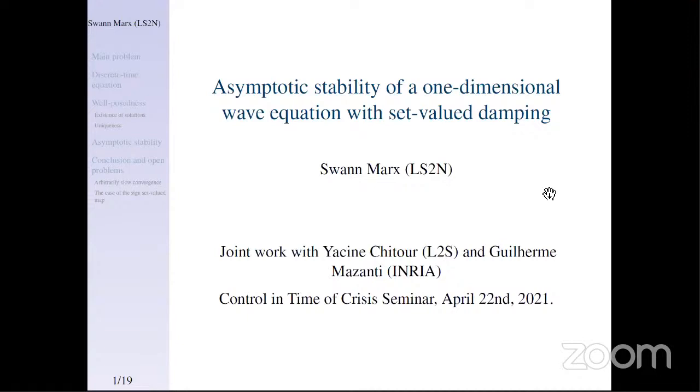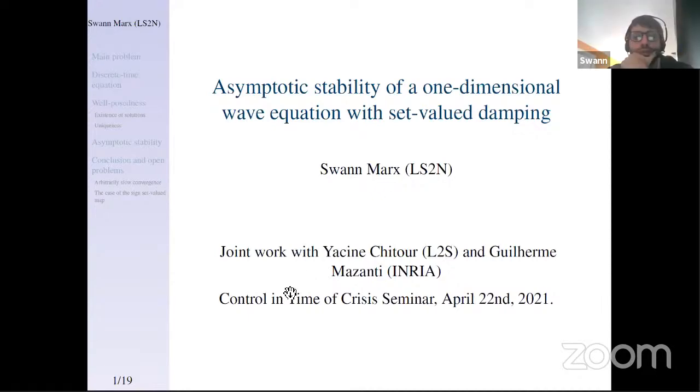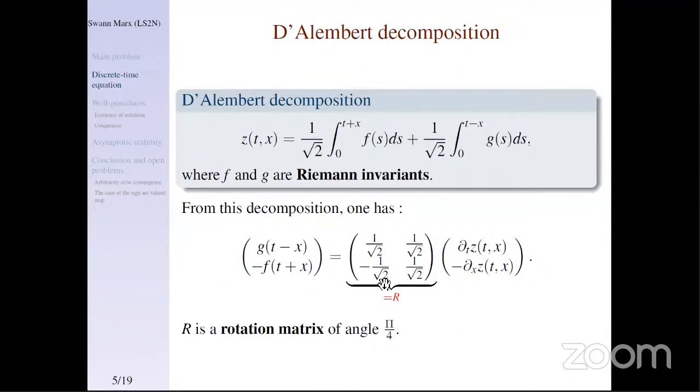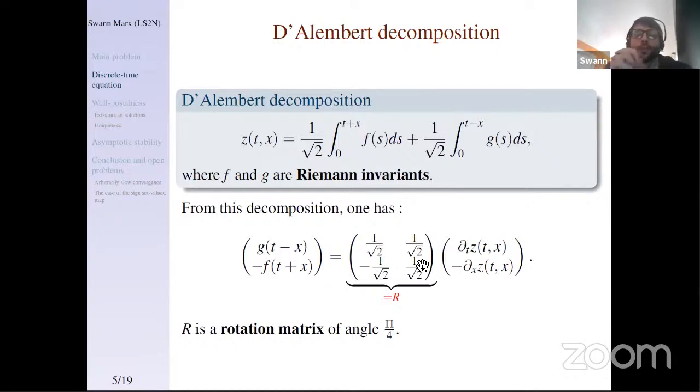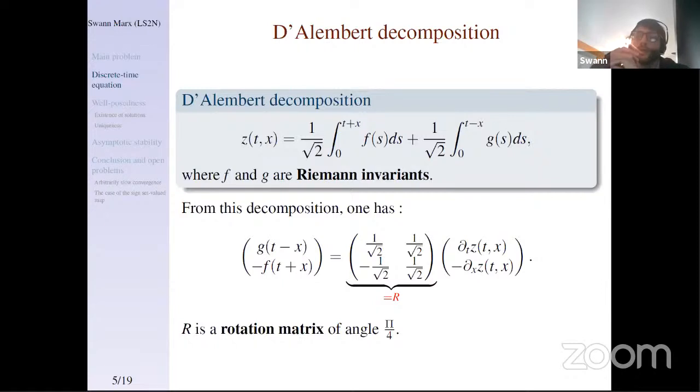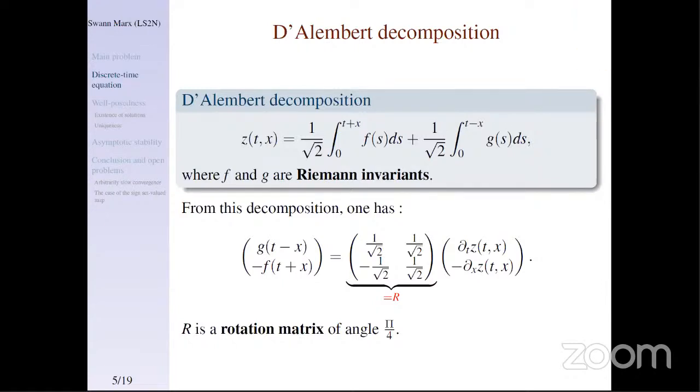I have some question about your matrix rotation. I think that this matrix rotation comes from the characteristic of this wave equation, yes? Yes, for sure. But if you change the principal part, if you change ZXX by another elliptic operator, for example in the one-dimensional case, you have curves as characteristics, real curves. What will become this rotation, this matrix?